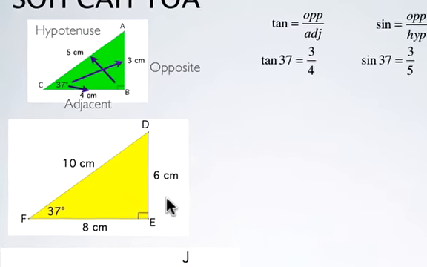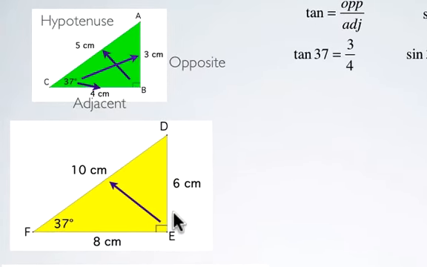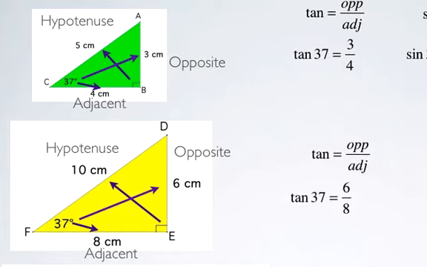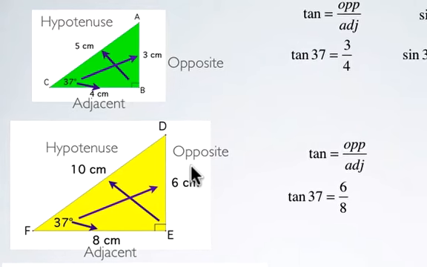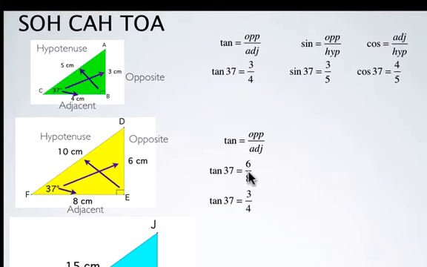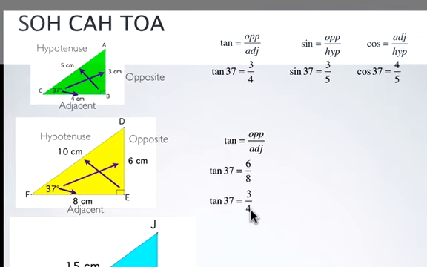For the next triangle, the hypotenuse is the 10 centimeter side, the opposite side is the 6 centimeter side, and the adjacent side is the 8 centimeter side, and that's for the 37-degree angle. So the tangent ratio for the 37-degree angle is 6, which is the opposite side, over the adjacent, which is 8. And 6 over 8 reduces to 3 over 4.